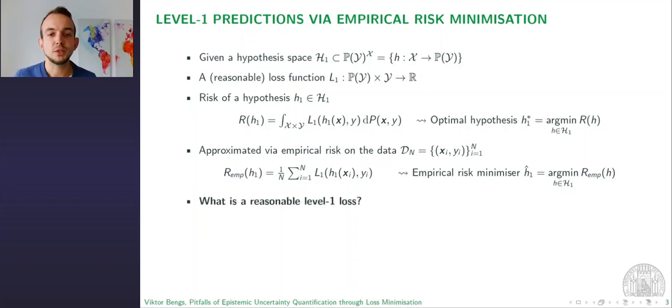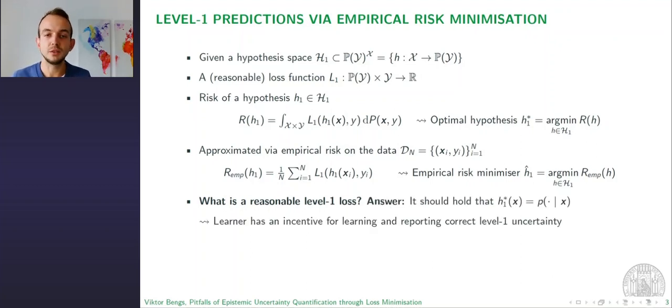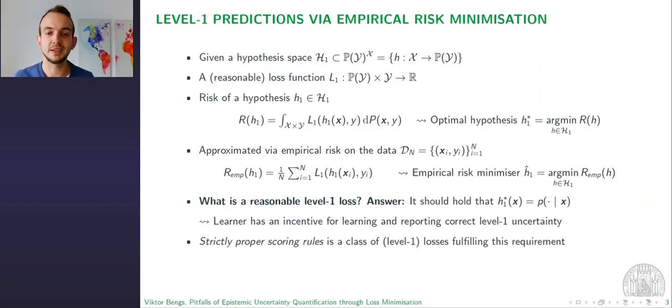To make sure that this empirical risk minimization approach is indeed a good idea, we have to make sure that the loss function used is reasonable for our purpose. So what would be a reasonable loss function on the first level? Well, the answer is quite simple, as we only need to ensure that the optimal hypothesis coincides with the underlying conditional label distribution, because this will incentivize a learner based on the empirical risk minimization to make objectively correct predictions, as well as to report the level 1 uncertainty in a faithful manner. And fortunately, there's a well-studied class of loss functions of this kind, namely the class of strictly proper scoring rules, to which the popular cross-entropy and the Brier score belong.